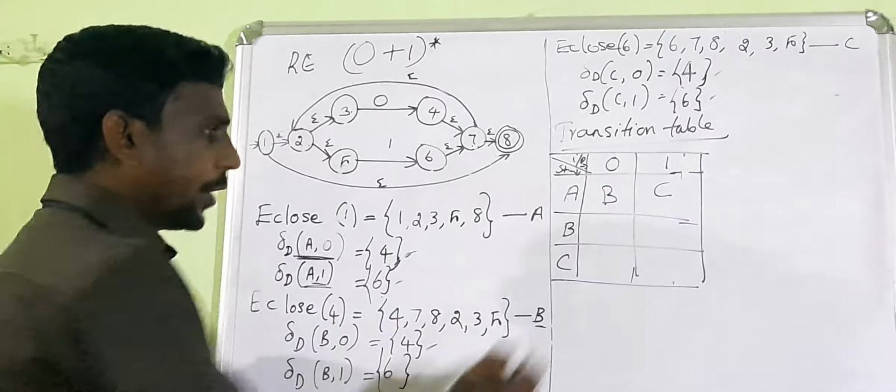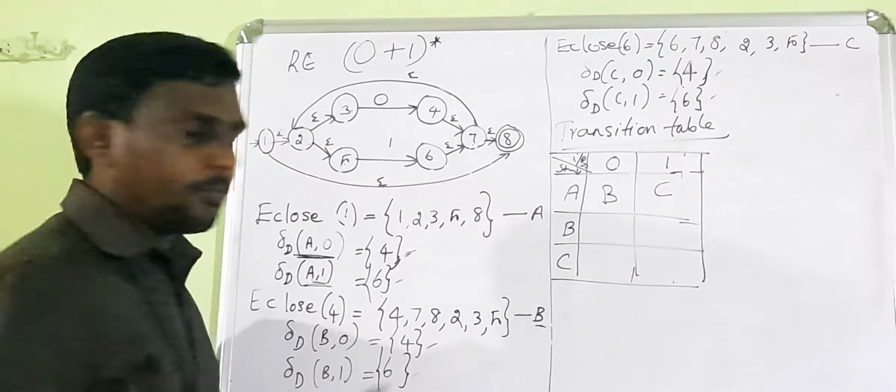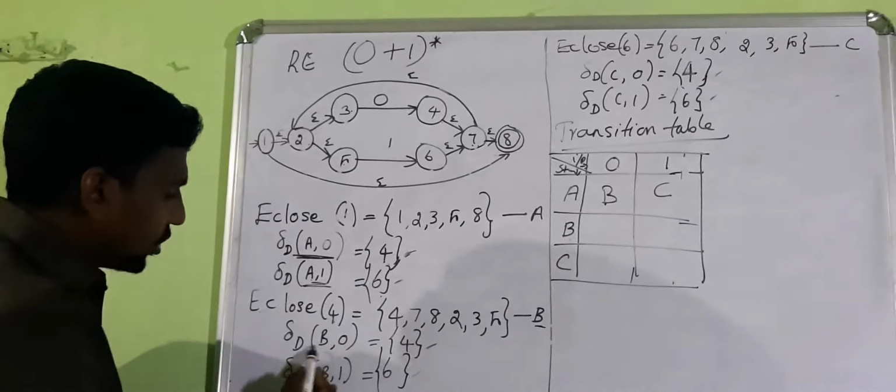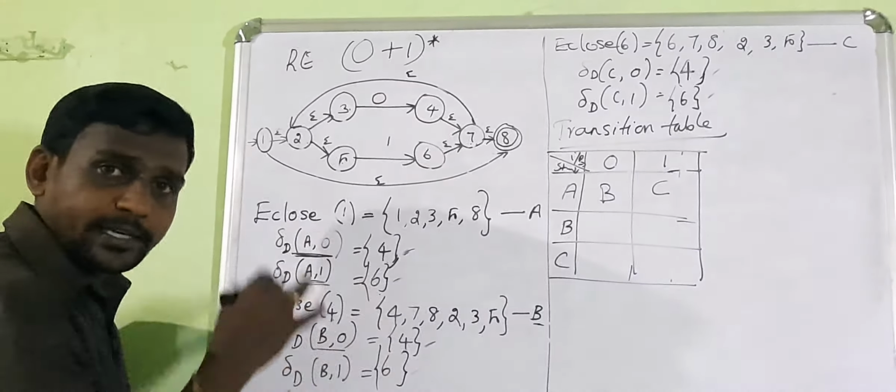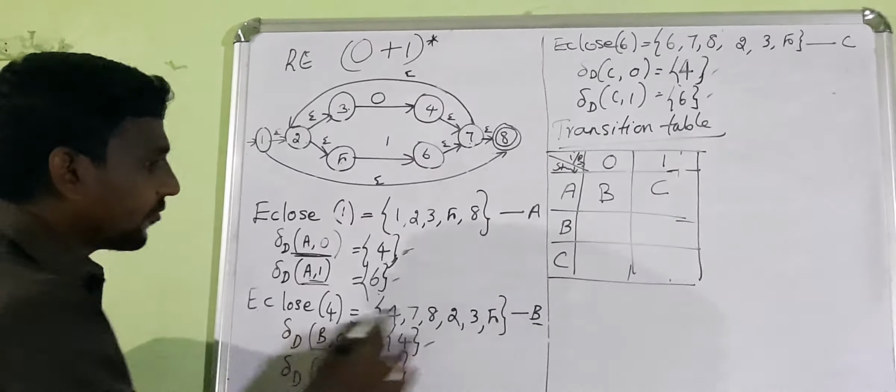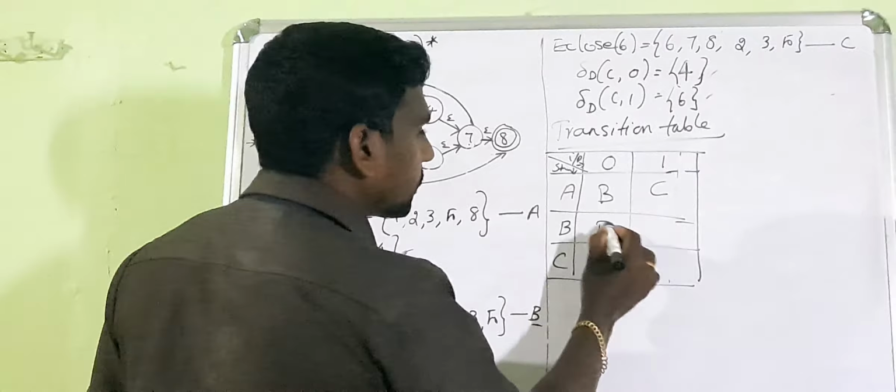How does it come? B comma 0 I want to fill. Where I want to check delta of B comma 0. Where is delta of B comma 0? Here it is. Delta of B comma 0 is nothing but 4. Then I have to write E-closure of 4. What is E-closure of 4? It is B.